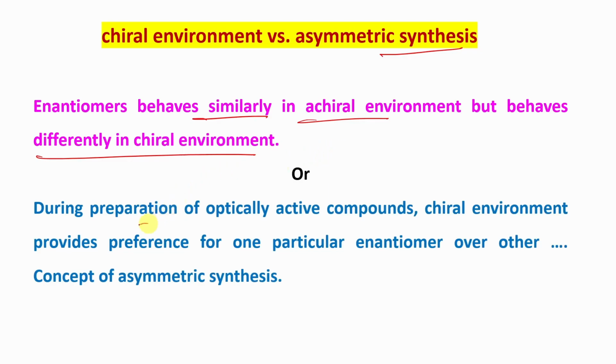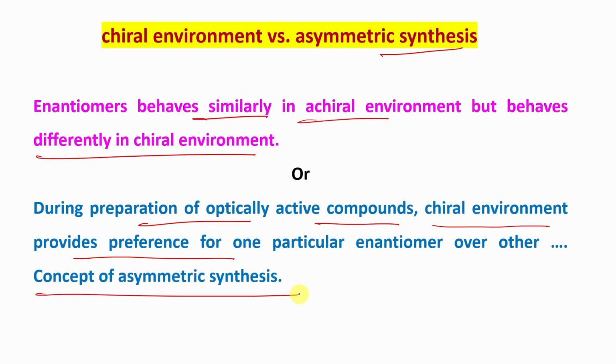It means that during the preparation of an optically active compound, the chiral environment provides a preference for one particular enantiomer over the other. And that's why enantiomeric excess is obtained, or you can say that one particular enantiomer is obtained preferentially, in more amount, or sometimes completely. And this is one of the basic concepts of asymmetric synthesis or chiral synthesis. So we do some chemical reaction in a chiral environment to obtain a chiral molecule. That is the basis of this concept.